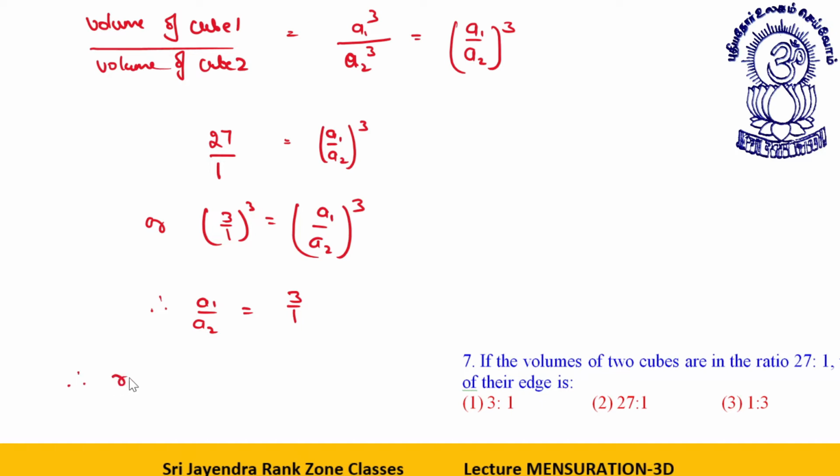Therefore, ratio of their edge is how much? 3 is to 1. All clear? Okay. Next one.